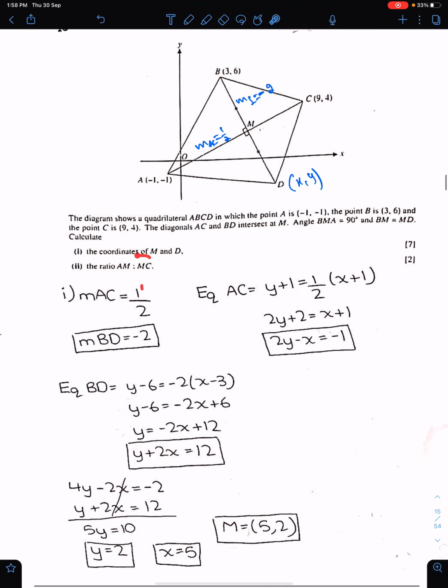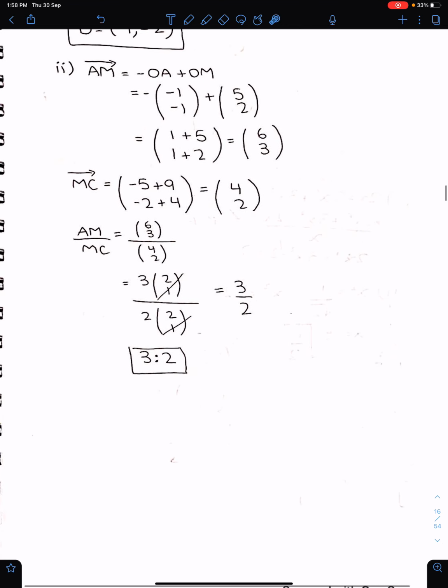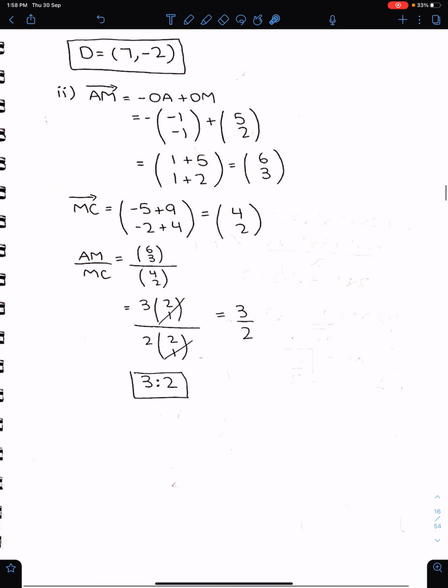Now we need the ratio AM to MC. We have three methods to solve this part. The first method is the ratio method. If you want to use this method, you can. First find AM, then find MC, and then take their magnitudes and get the answer.